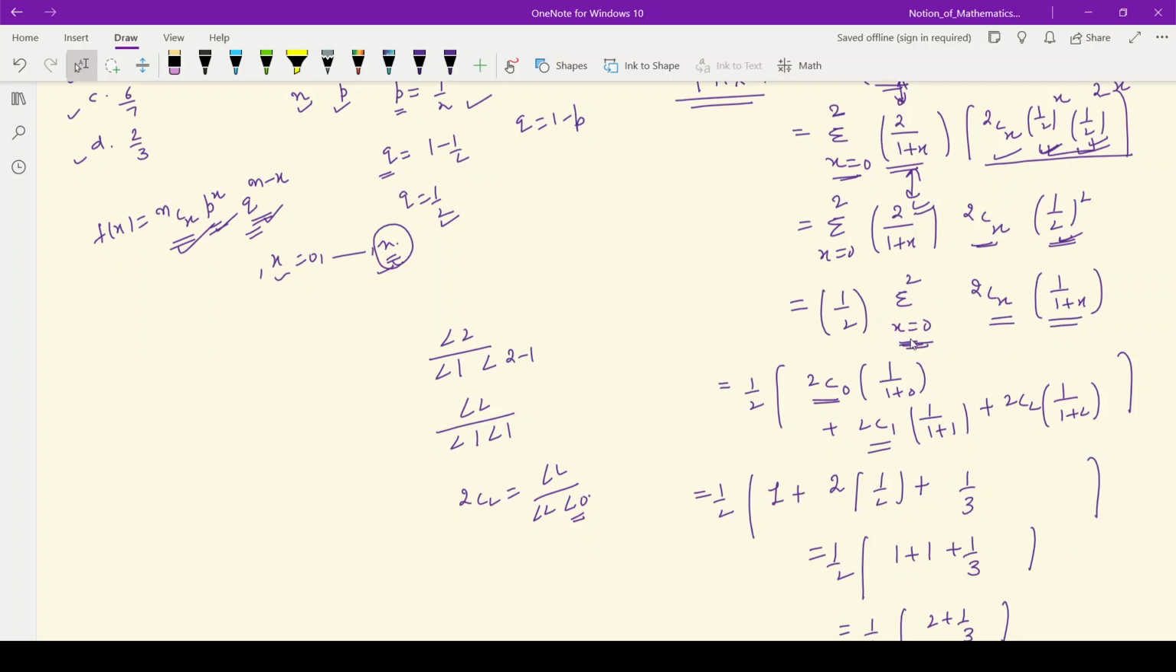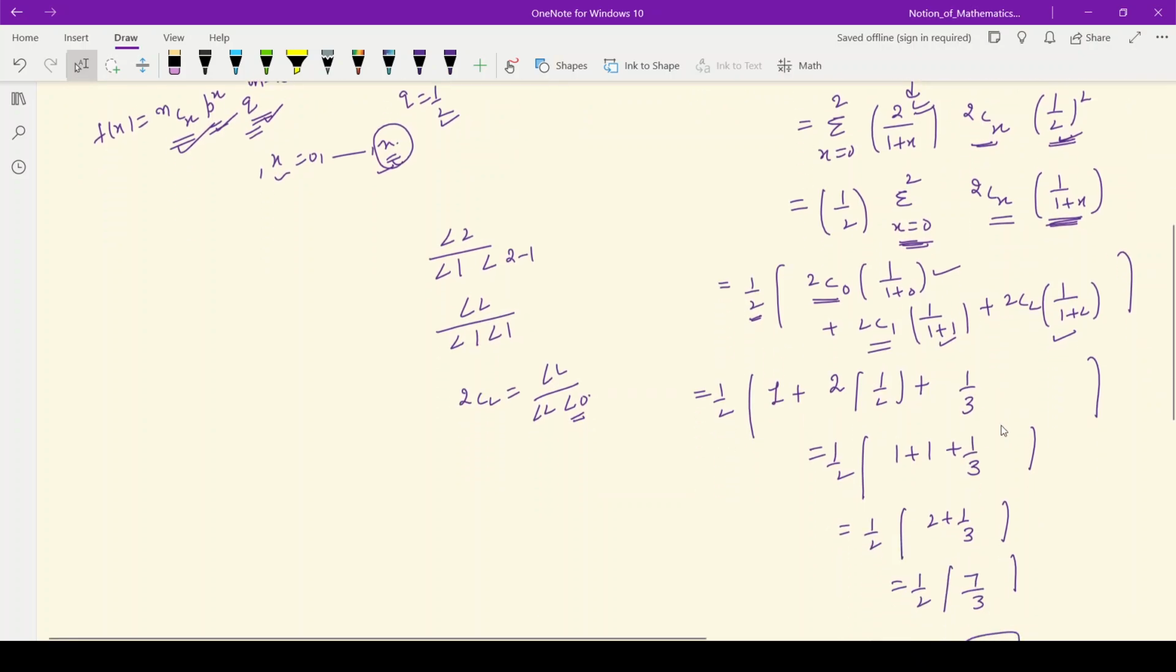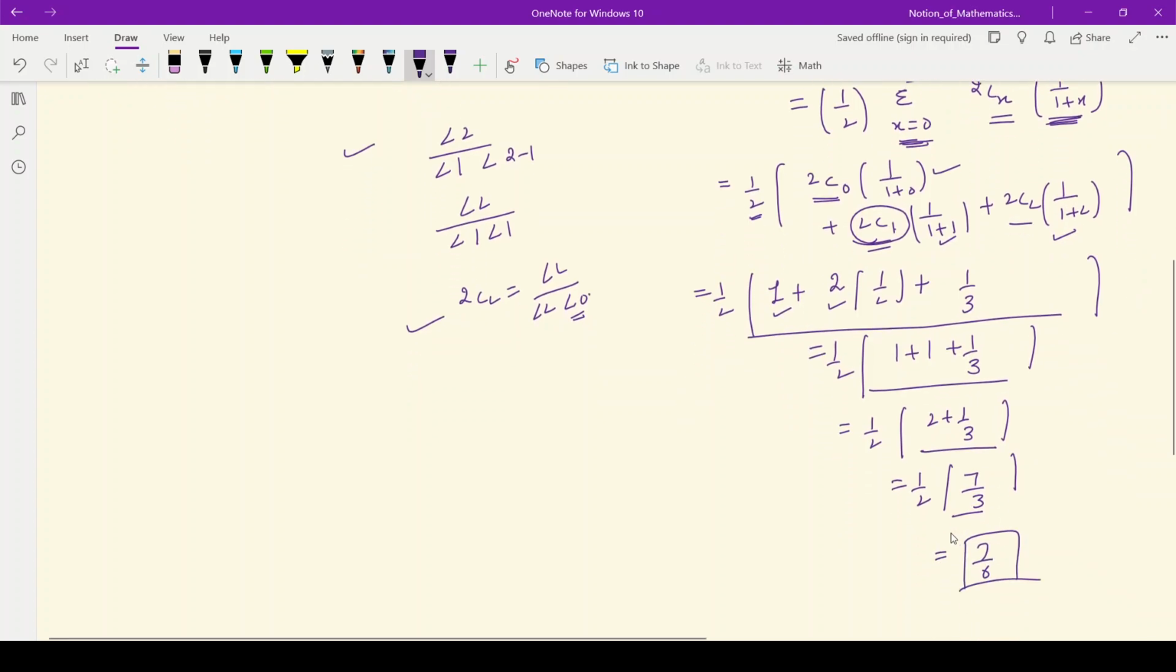What I have done here is expand this summation. 1 by 2 is a common term. It is 2C0 into 1 upon 1 plus 0, plus 2C1 into 1 upon 1 plus 1, plus 2C2 into 1 upon 1 plus 2. On simplifying this, I have evaluated a few values of 2C1 and 2C2. As we know, 2C0 is 1, 2C1 is 2, and 2C2 is 1.